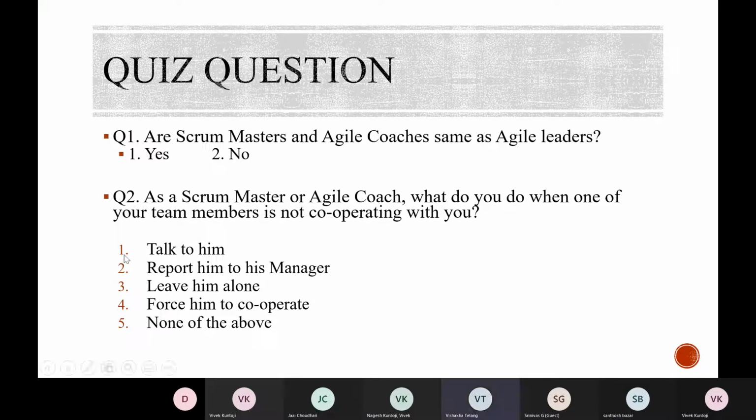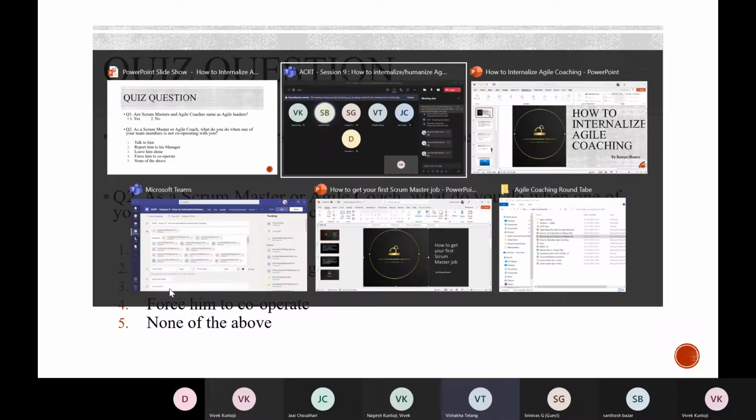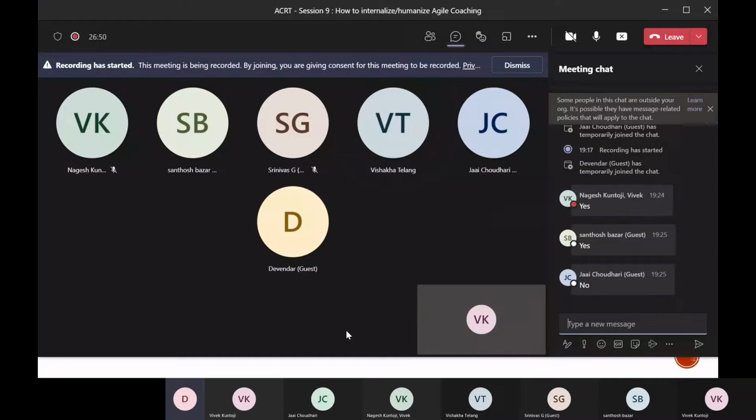Yeah. Second question. As a Scrum Master or an Agile coach, what do you do when one of your team members is not cooperating with you? First option is talk to him. Second option is report him to his manager. Third option is leave him alone. Fourth is force him to cooperate. Fifth is none of above. Yeah, talk to him, first option. Okay. Any other options anyone thinks?